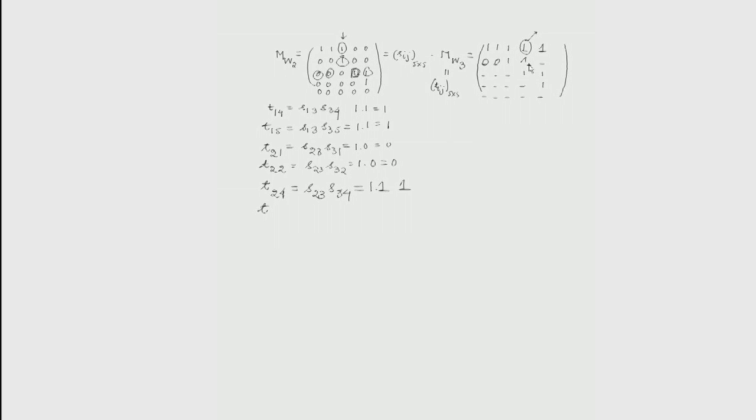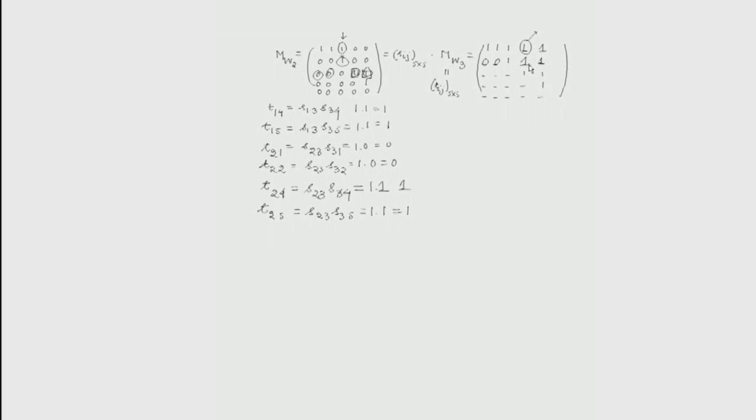So, we will get a 1 over here, right. So, we go now to the element T25. This element is S23 and S35. Now, S23, as we have seen that it is 1, we have to search what is S35. S35 is this guy, and this is also 1. Therefore, you have got 1 over here.